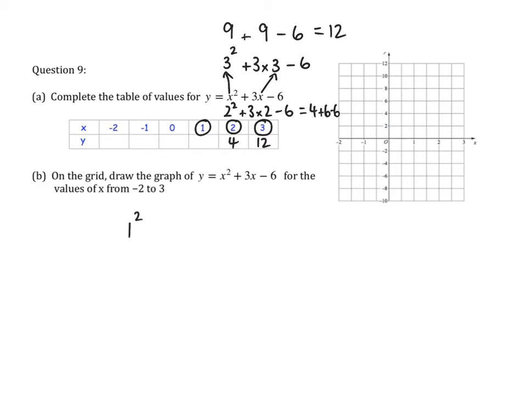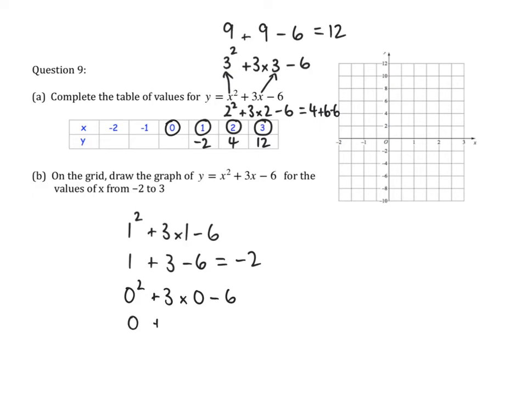So I've got 1 squared plus 3 times 1, subtract 6. That's 1 plus 3, subtract 6. That's going to give me negative 2. Next, I've got 0. That's 0 squared plus 3 times 0, subtract 6. That's 0 plus 0, subtract 6. Negative 6. Now, this is the one you need to be careful with.